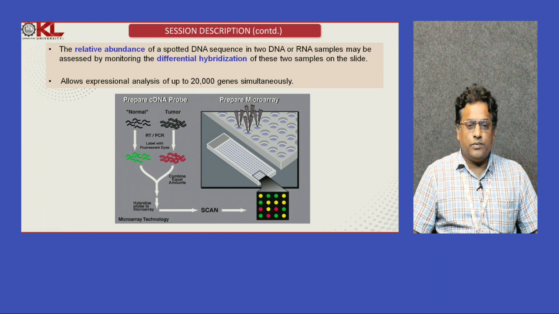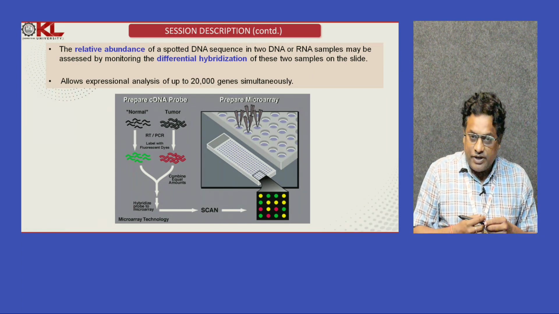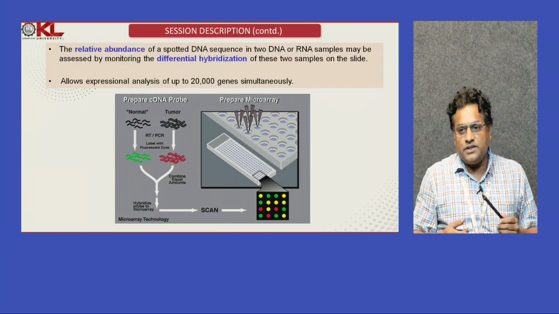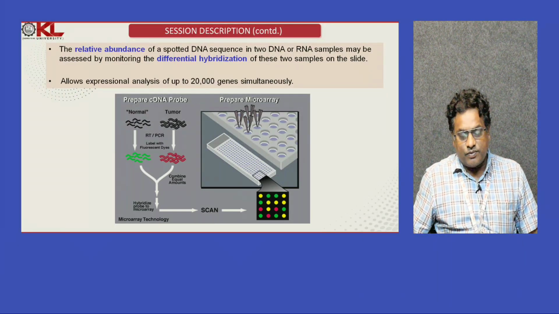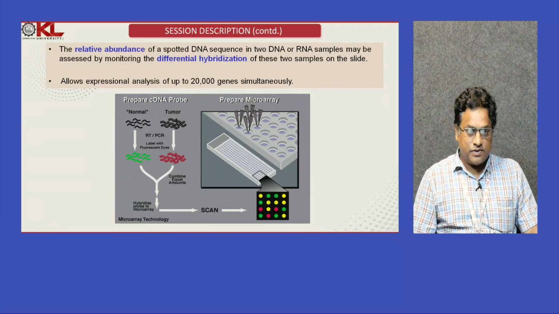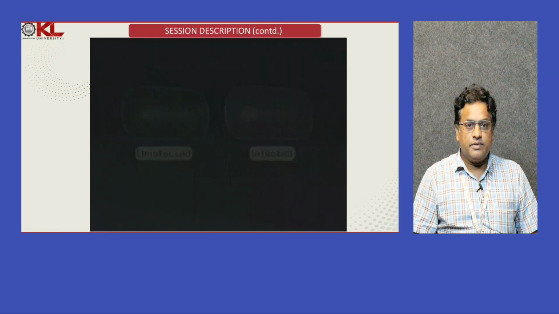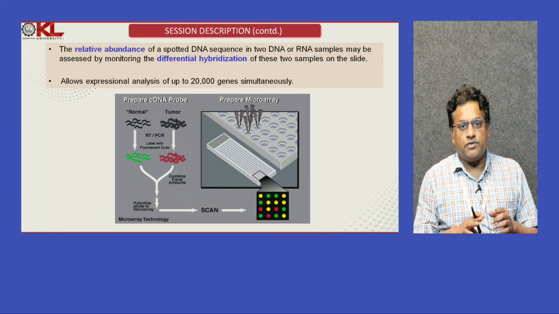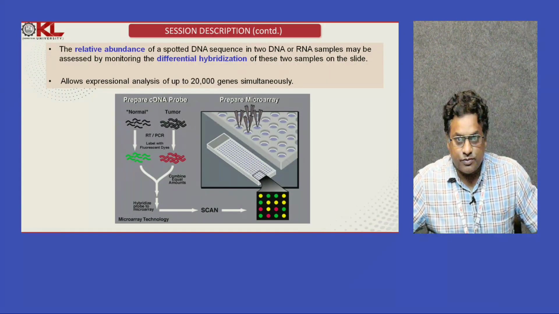Now, microarrays are being used in most laboratories. I'm not saying otherwise, but the most efficient method now is NGS, next generation sequencing, which also allows the expression of 20,000 genes to be measured simultaneously. That is what is important. I hope you understood the concept of microarray. Thank you so much for your attention.